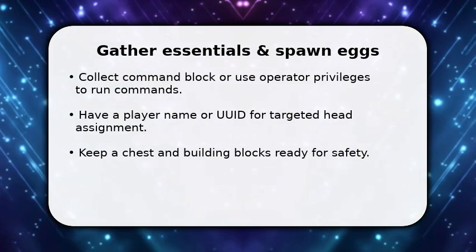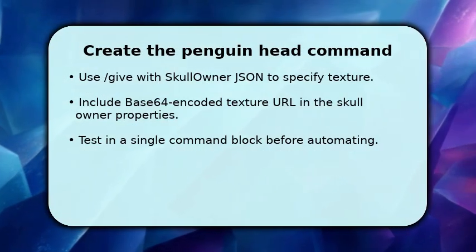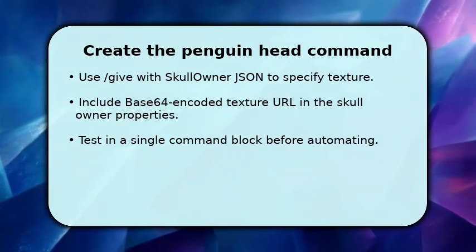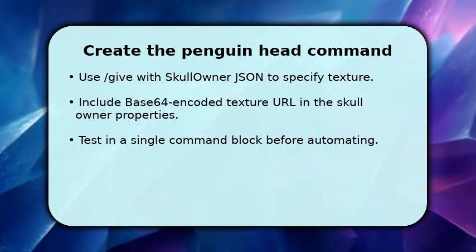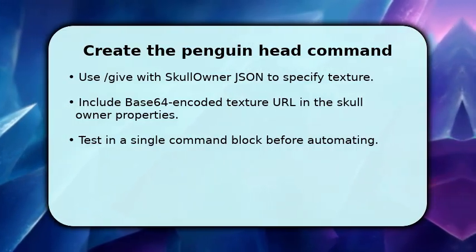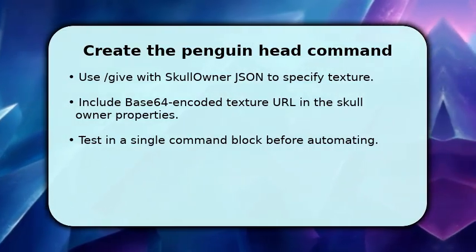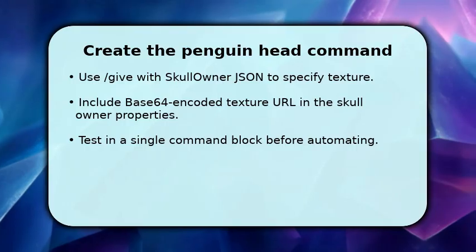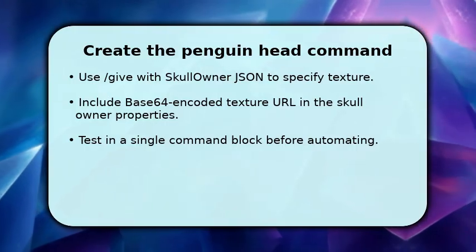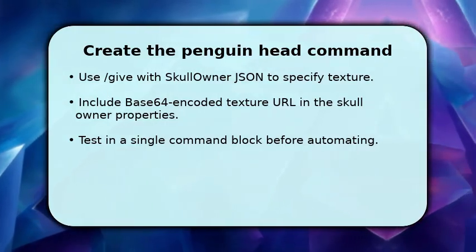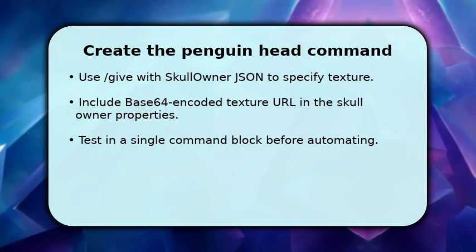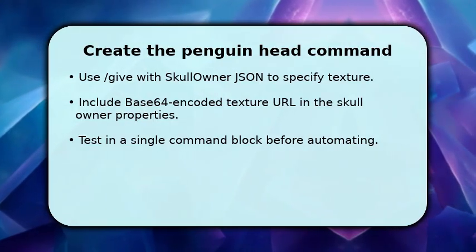Next, craft the actual /give command that spawns a custom player head with the penguin skin. You'll embed a skull owner JSON tag containing properties, a value with base 64 encoded texture data pointing to the penguin skin. Use an online encoder or the game's resource to generate that string. This is why the UUID alone won't suffice.